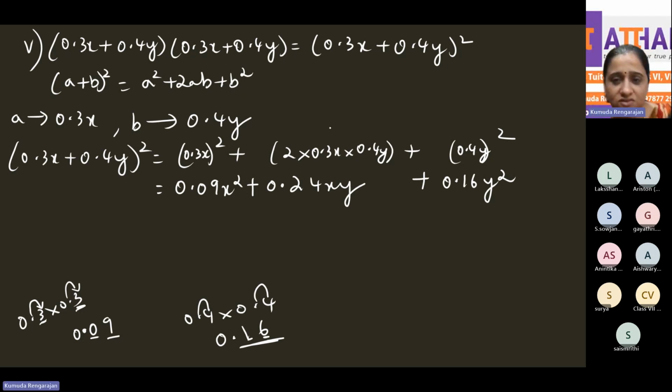2 3s are 6. 6 4s are 24. 24 xy. And here in 0.3, 1 digit after the decimal point. In 0.4, again 1 digit after the decimal point. So 1 plus 1, 2 digits after the decimal point. So 0.24 xy.